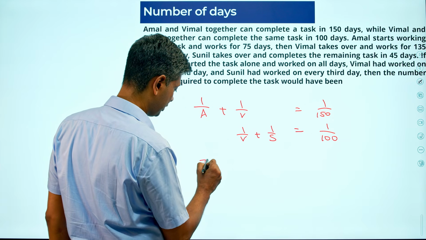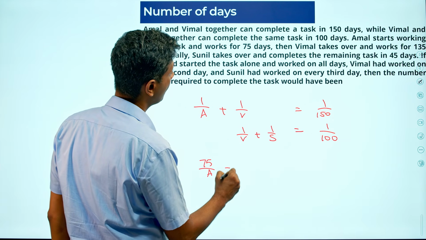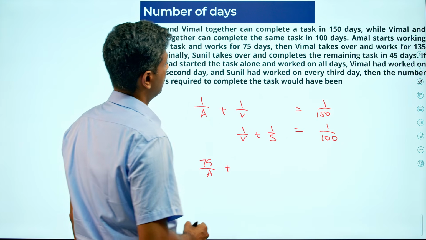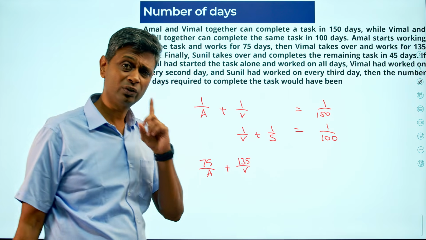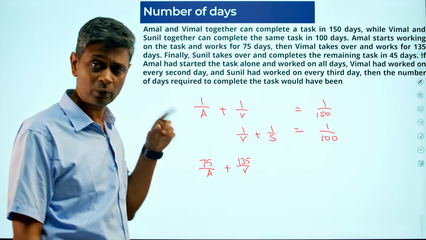So 75/A plus 135/V. Vimal can do 1/V of a task in 1 day. 135 days, 135/V.